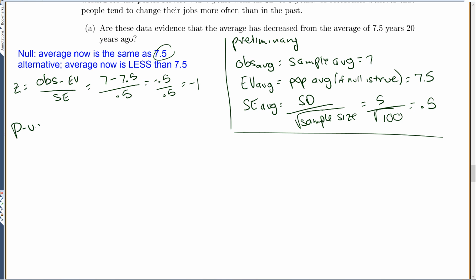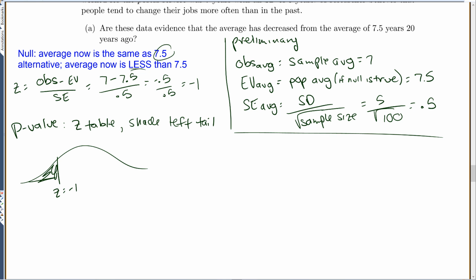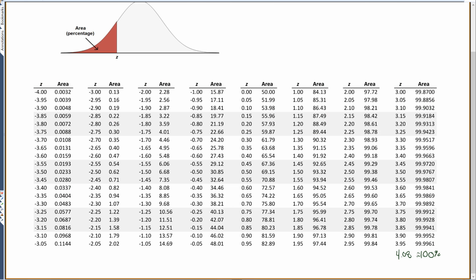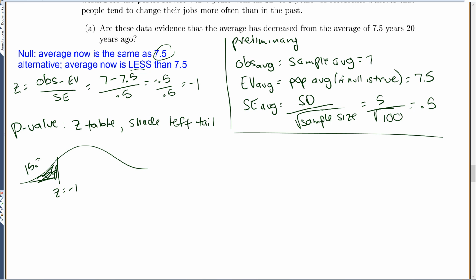Next step, a p-value. Well, we're doing a z-test, so we'll have to use the z-table. And because we want a less than, we will shade to the left. So that's only one tail. This is a one-tail test. We have z equals negative 1, and I want to shade to the left. So coming back to my normal table, we look up z equals negative 1. We wanted the area to the left, which luckily is what a z-table gives us. And that is 15.87%.